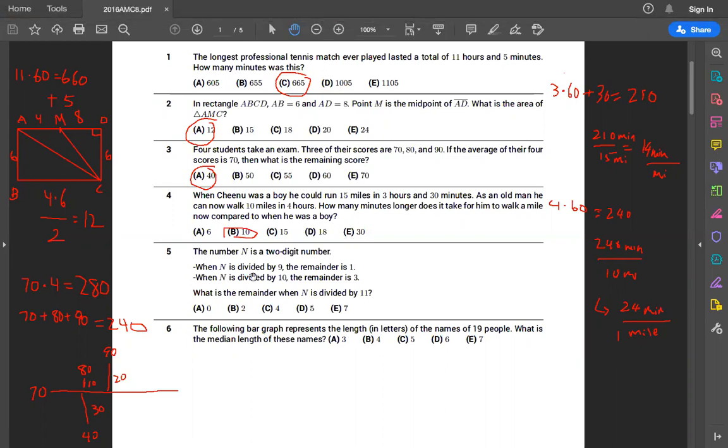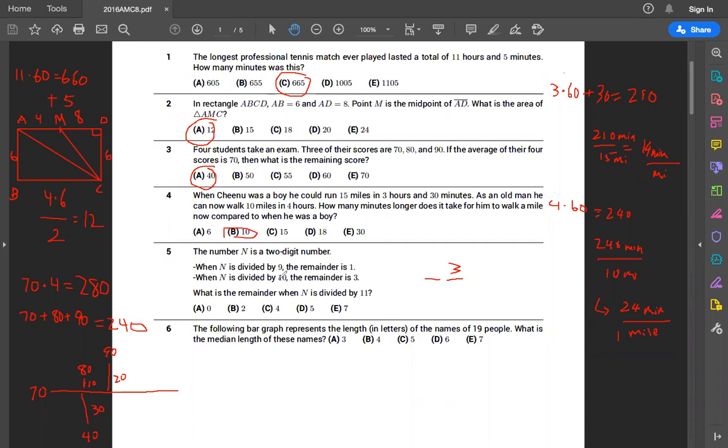So when n is divided by 10, the remainder is 3. This is a very useful condition because it basically tells us the ones digit of the number. Right? We know that n has to end in 3 because that's the only way the remainder can be 3 when we divide by 10. So we're looking at a 2-digit number that ends in 3.